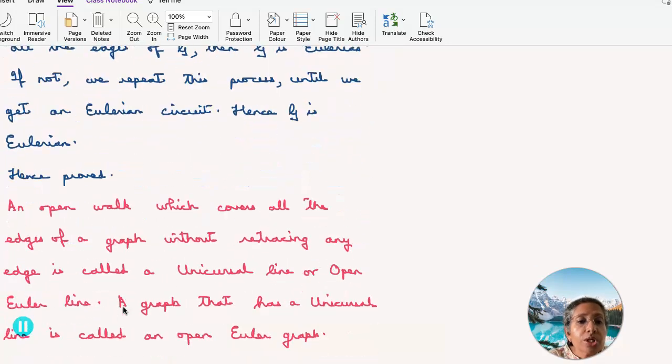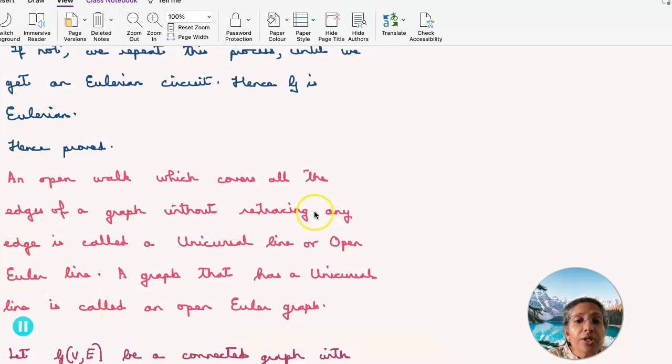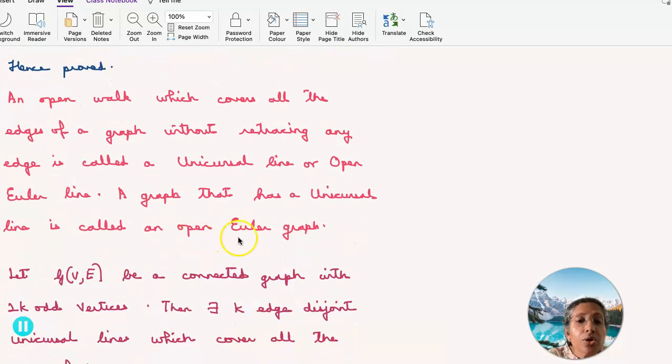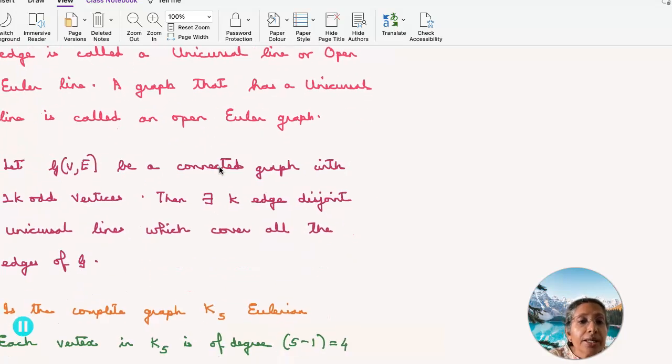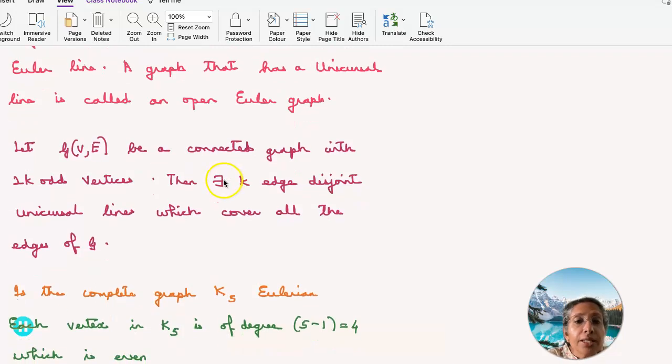Now an open walk which covers all the edges of a graph without retracing any edge is called a unicursal line or open Euler line. And a graph that has a unicursal line is called an open Euler graph. So what is a unicursal line? An open walk which does not retrace any edge. Now let G be a connected graph with 2k odd vertices, then there exist k edge disjoint unicursal lines which cover all the edges of G. This is actually a theorem. If you have 2k odd vertices, you have k edge disjoint unicursal lines, that is Euler walks.